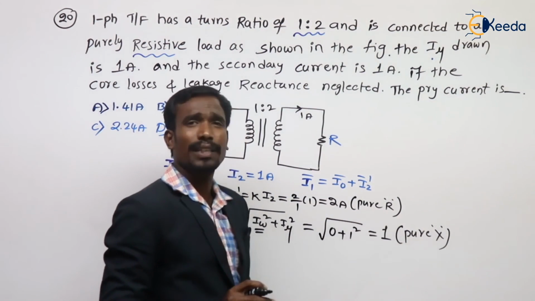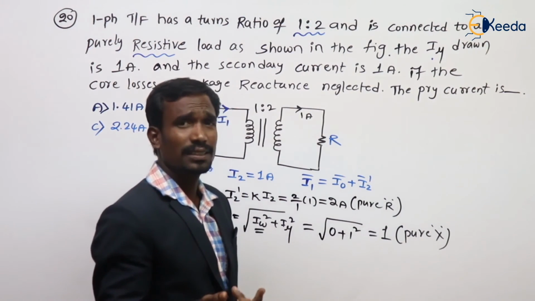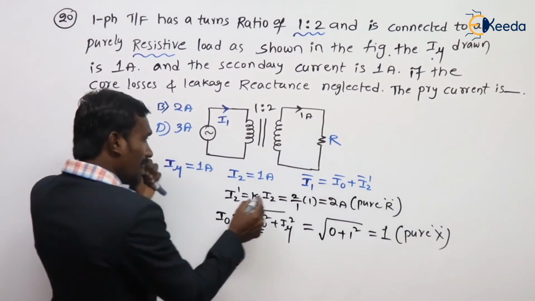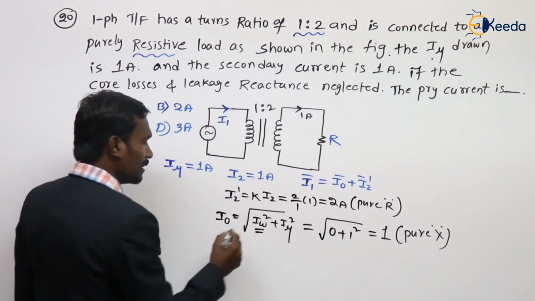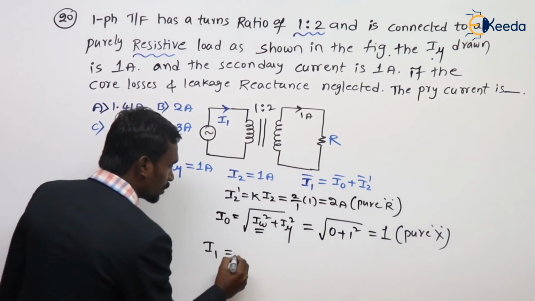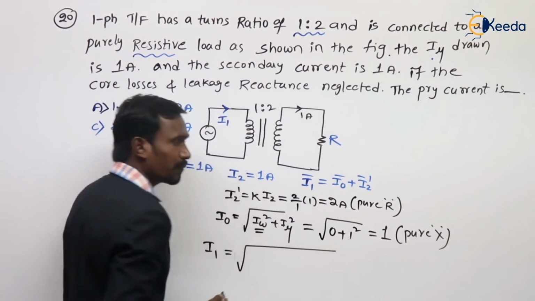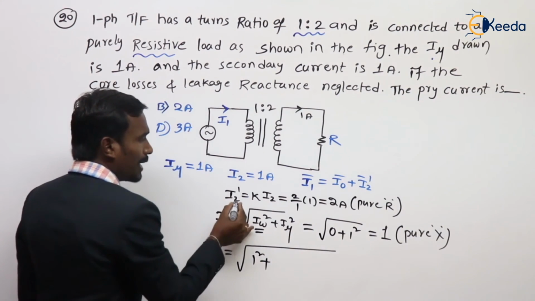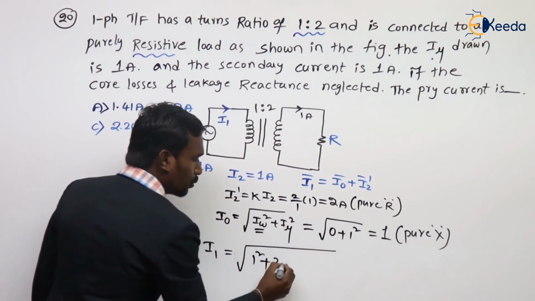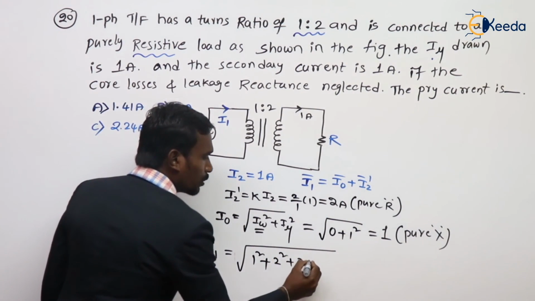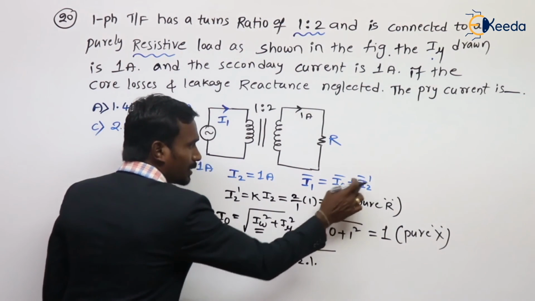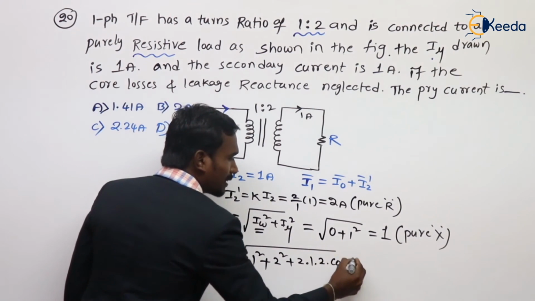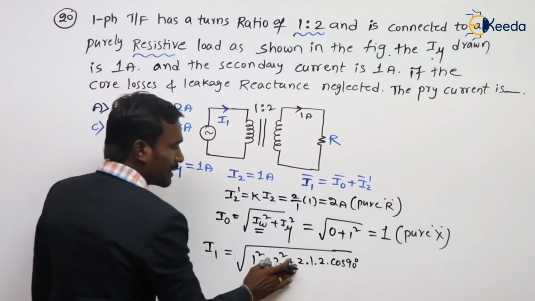This is pure resistive, this is pure reactive. What is the angle between them? 90 degrees. So now I have I2 dash and I have I naught. Then I1 is equal to square root of I naught square, nothing but 1 square, plus I2 dash square, nothing but 2 square, plus 2 into I naught into I2 dash into cos 90. Cos 90 is 0.